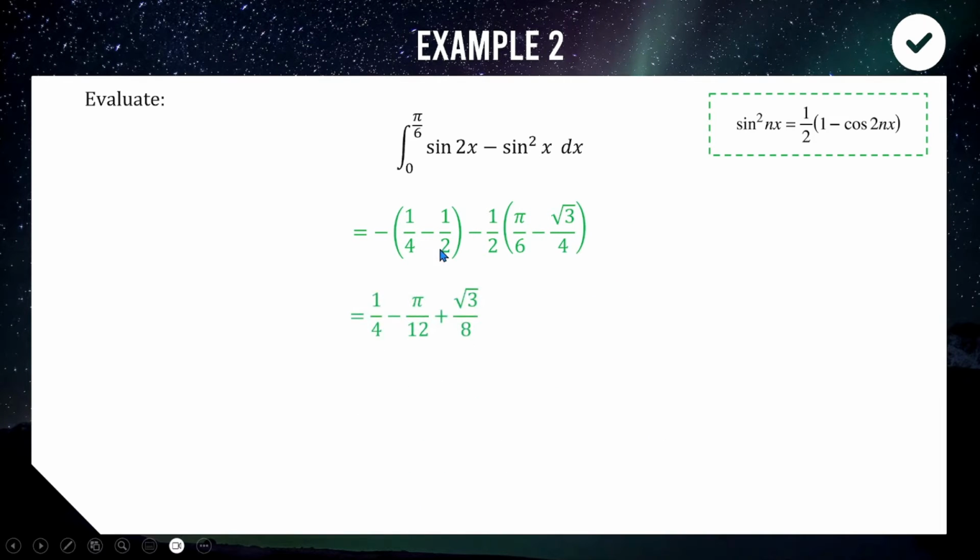So our first fraction is going to turn into a quarter minus a half, which is a negative a quarter. But there's a negative out the front, which makes it a positive quarter. We have a negative a half times pi on 6, which is negative pi on 12. And then when we times negative a half to this, two negatives make a positive. We get 1 times root 3 is root 3. 2 times 4 is 8.